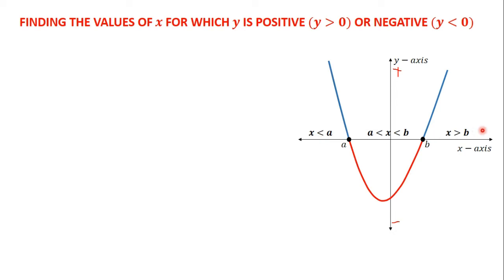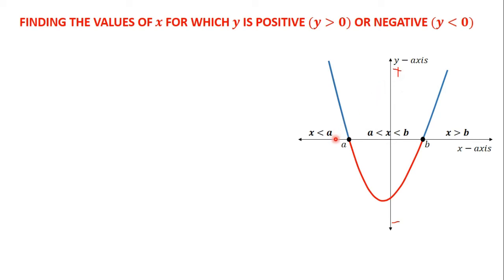Now, among these three sets of x values, which ones will give us the positive y values and which ones will give us the negative y values? You can see clearly that the values of x less than a, that is values of x that are on the left hand side of a, and the values of x greater than b, that is values of x that are on the right hand side of b, will give us the top part of the curve, which is on the positive side of the y-axis.